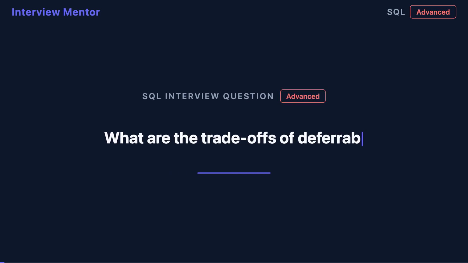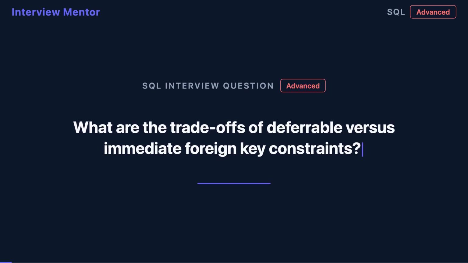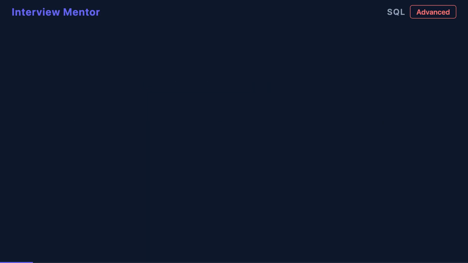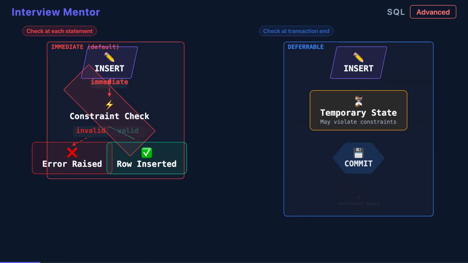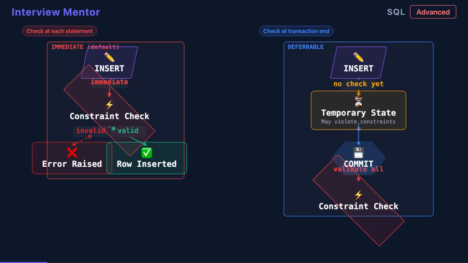Ever inserted data into a database only to hit a foreign key constraint error at the worst possible moment? The timing of constraint checks can make or break complex transactions. Immediate constraints are the default behavior. Every time you insert, update, or delete a row, the database immediately validates all foreign key relationships. If something's wrong, you know right away.